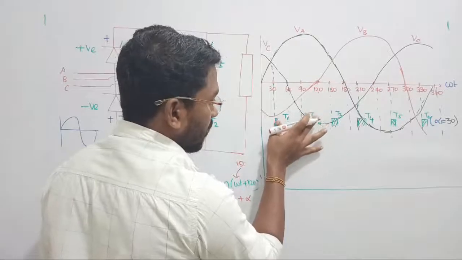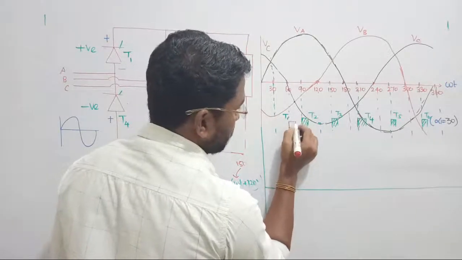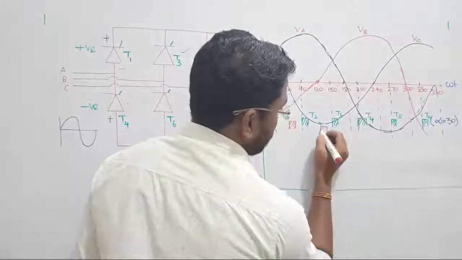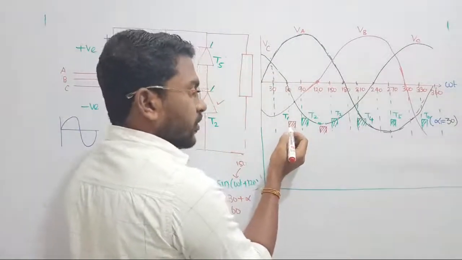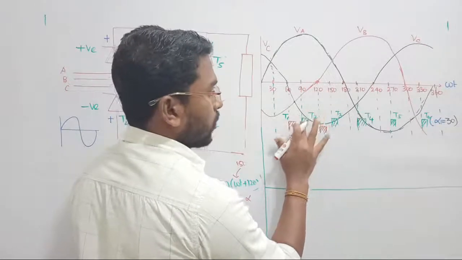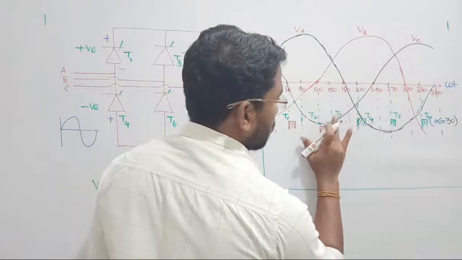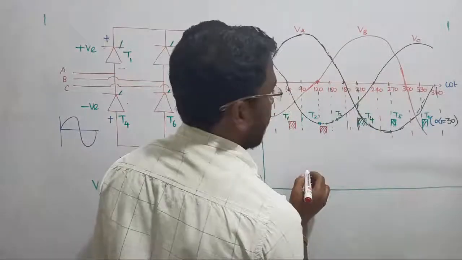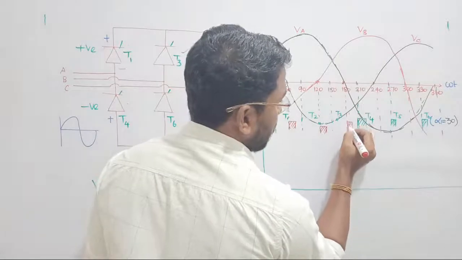Let me rub this one. Let us place the thyristor at this position, and the second thyristor at this position. The first thyristor is at 60 degree, and after 60 degree, at omega t equal to 120, we are triggering thyristor T2. You can remove this one. Then the third thyristor T3 will be triggered at omega t equal to 180, that is, 60 degree after 120.